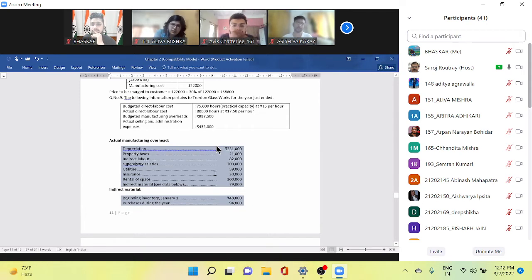The following information pertains to Trenton Glass Works for the year just ended. Budgeted direct labor cost is 75,000 hours, practical capacity at 16 per hour. Both labor hours as well as labor rate per hour are given here. Then actual direct labor cost is also given, the number of hours and the rate. Budgeted manufacturing overhead is given, and actual selling and administration overhead is also given.